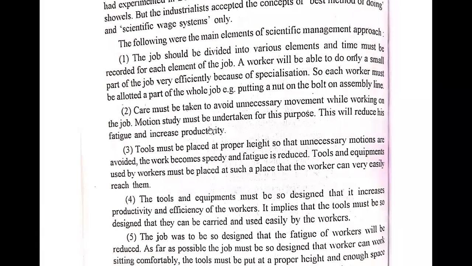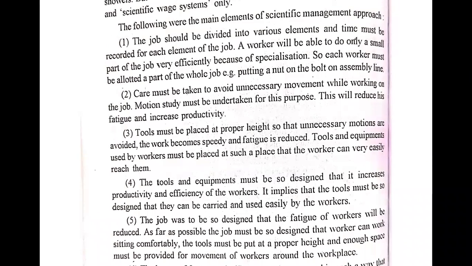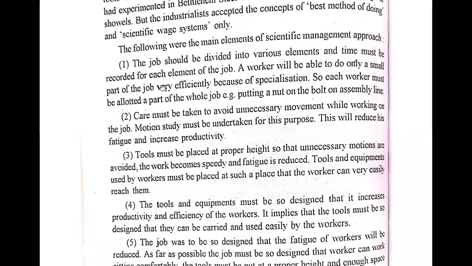So here we will see the main elements of the scientific management approach of job design, and then we will move further. Let's understand who has given the scientific management approach. Guys, you need to know that Frederick Taylor has given the scientific management approach. As your exam will be based on MCQs, you need to remember that Frederick Taylor has given the scientific management approach of job design. So here in the elements, we will see the first.